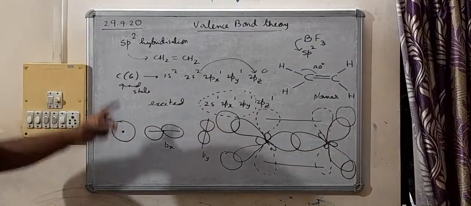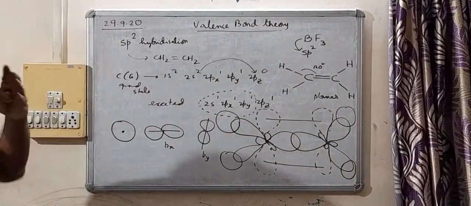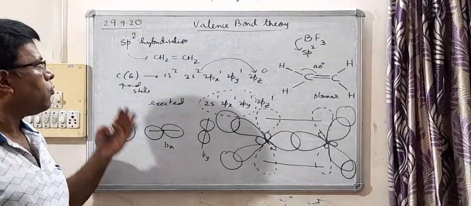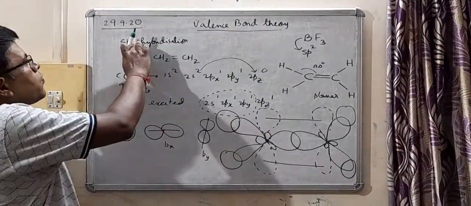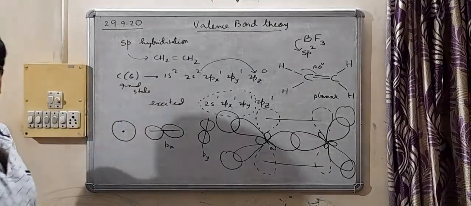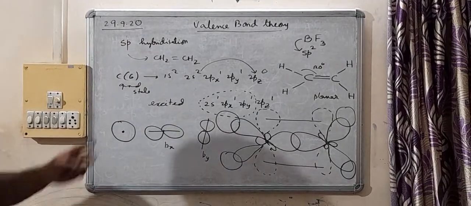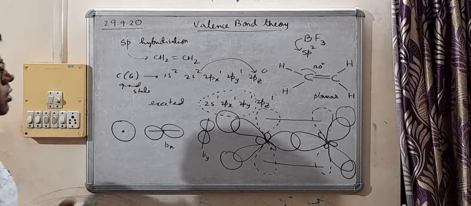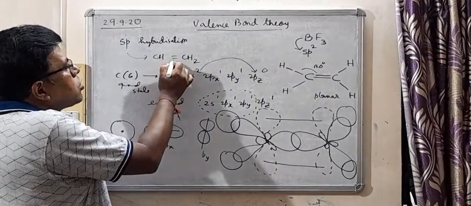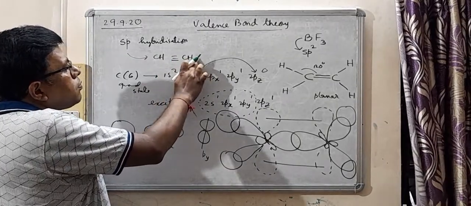Okay, now coming to another hybridization. We had done sp3, we had done sp2. Let us take up the case of sp hybridization. The molecule where this hybridization takes place is CH≡CH.